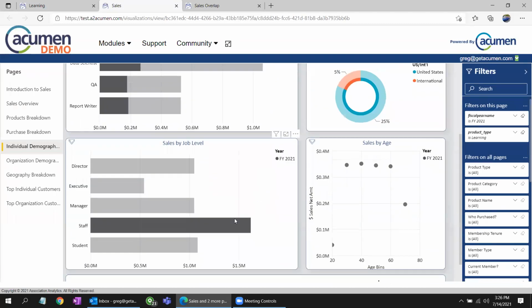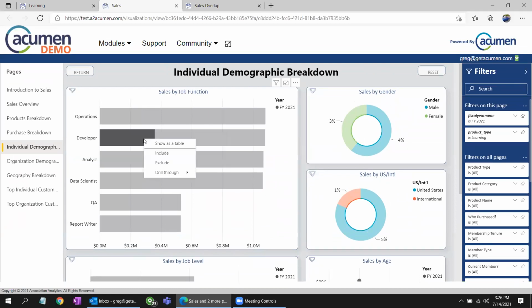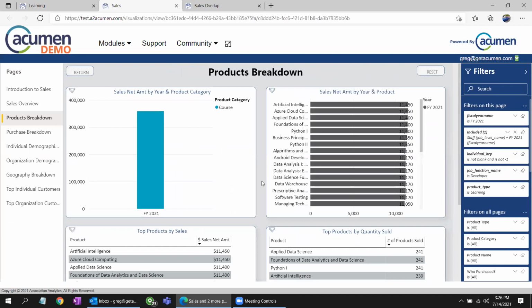So I might want to say, okay, when we sell courses to the staff, it looks like they're buying a lot of developer courses. I might want to know, tell me the product breakdown they're purchasing. So what we now know is individuals who are staff level at developer functionality, when they buy learning from us, these are the courses they typically buy. If we're going to send out an email, we should promote these courses to these types of people.